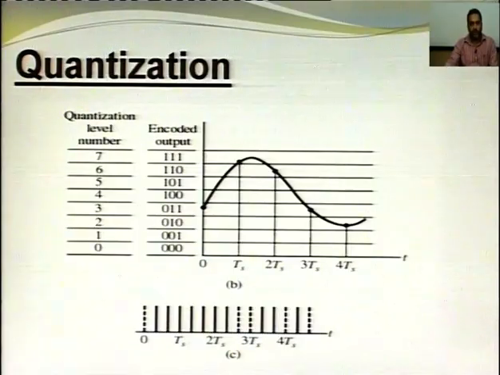So, this is coding. Again, the black color is the analog signal. The vertical lines Ts, 2Ts, 3Ts, 4Ts are the sampling instants, and the horizontal lines are the reference levels, the quantization level numbers 0 to 7. Then each quantized level is assigned a binary code, which is called encoding. That encoded information is transmitted serially, which is shown in C. That is the final pulse code modulated signal.